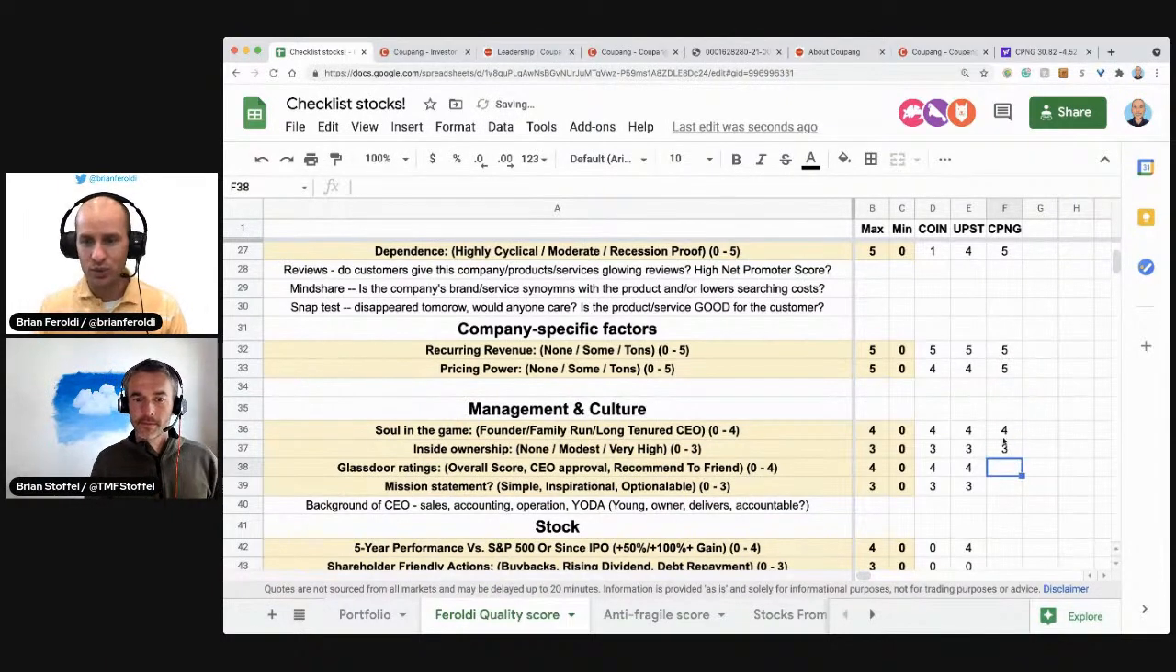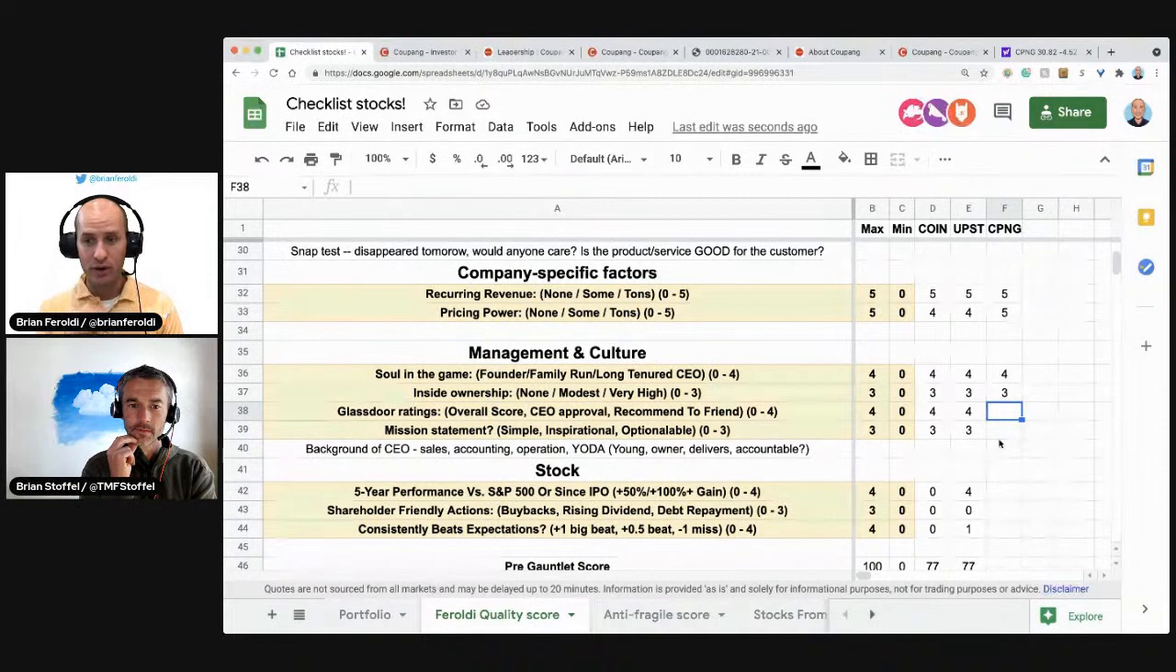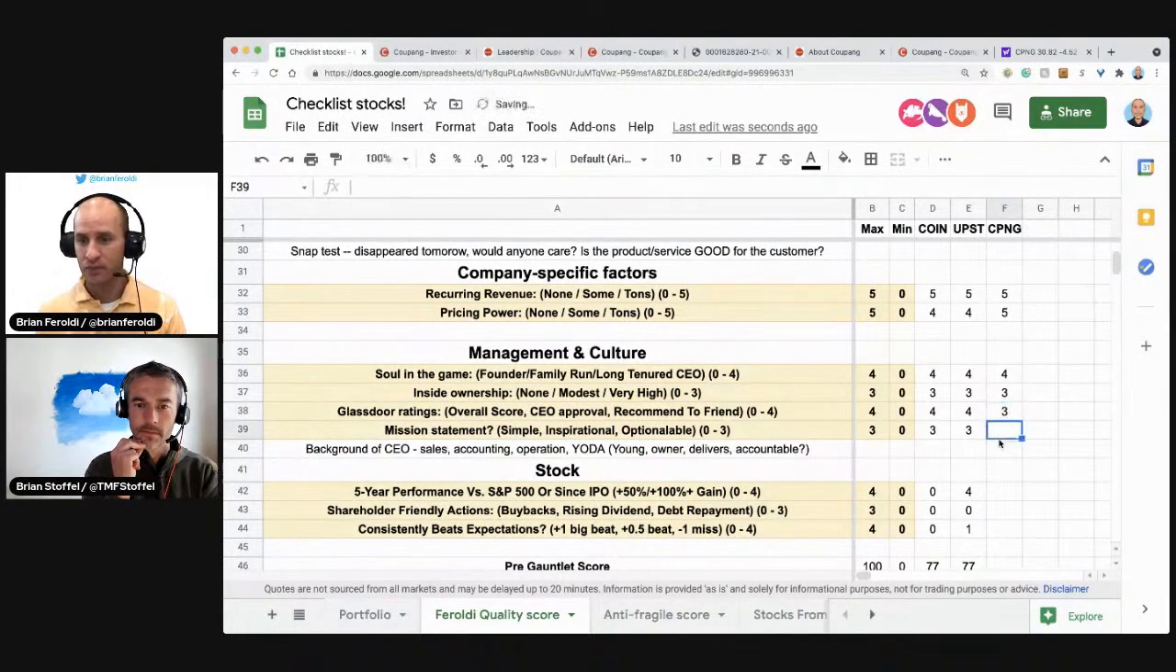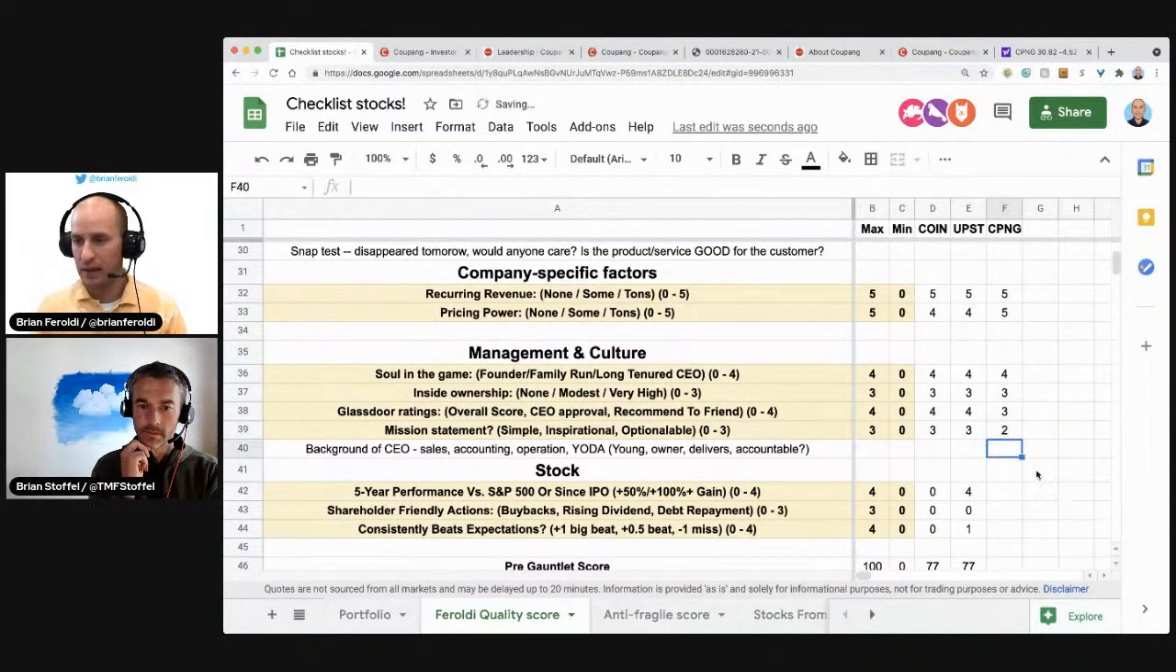Glassdoor ratings were good, but as we talked about before, they are kind of biased. I do like that the CEO regularly called out, we are the third largest employer and we want to make this company a great place to work. So I'm not going to give them full credit, but I will give them a 3. The mission statement to me was not simple, but it was definitely inspirational and actionable. I agree this is a mission-driven company, but I'm going to give them 2 points for that.